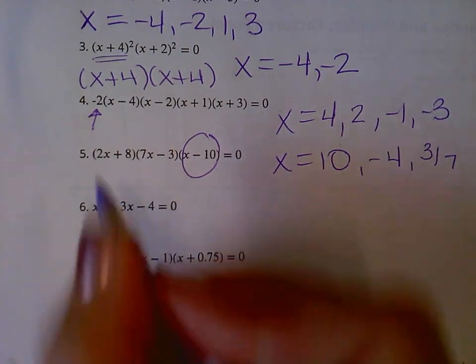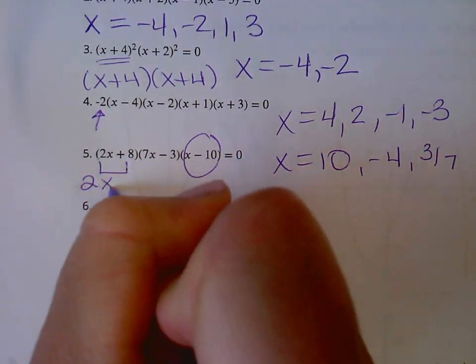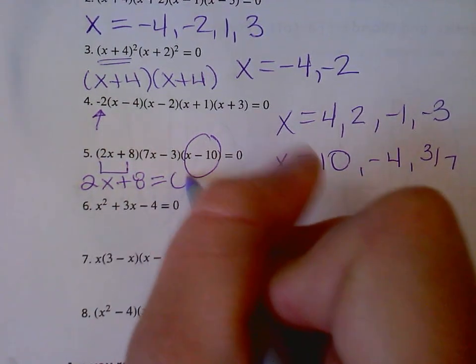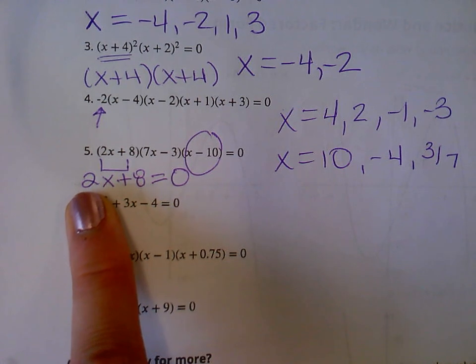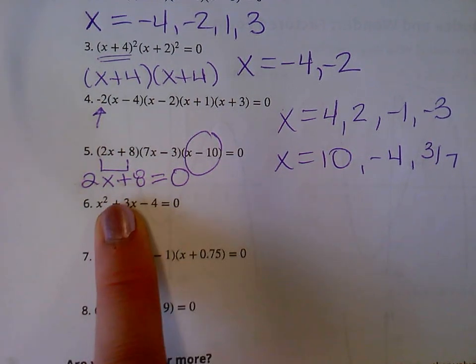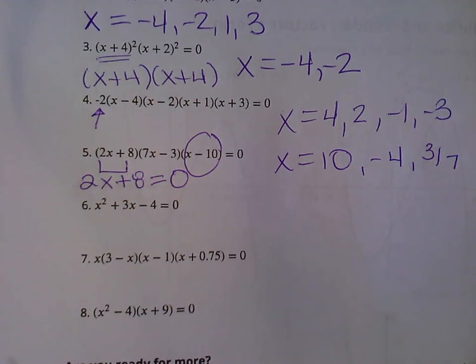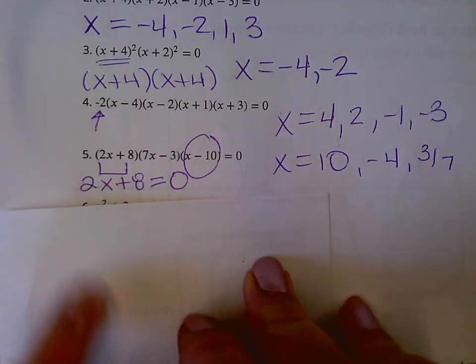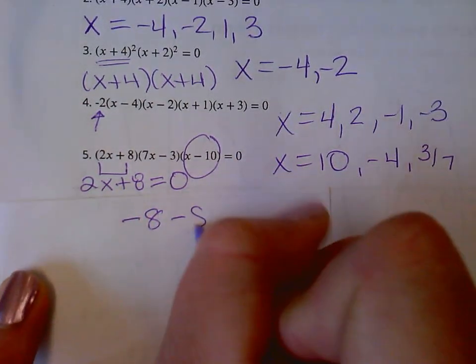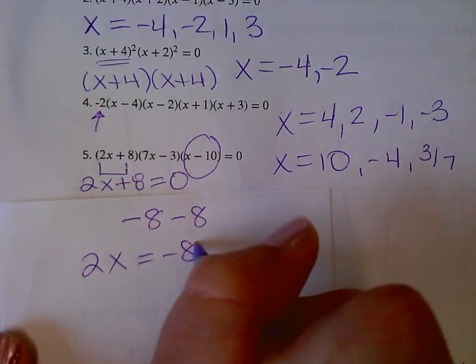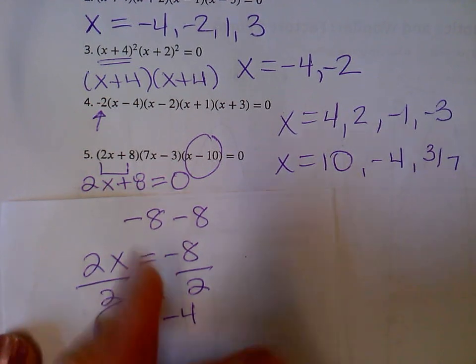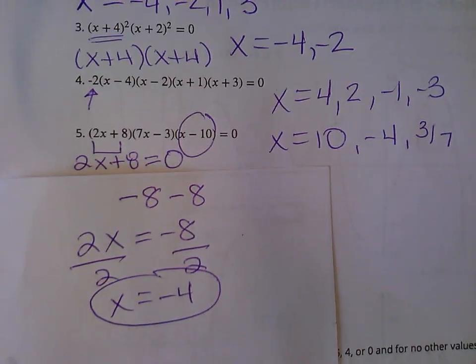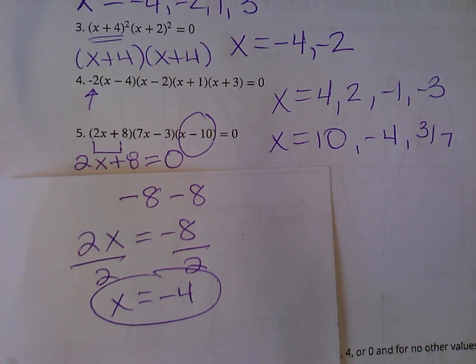He thought to himself, what will make 2x plus 8 equals 0? And he knew in his head 2 times -4 would give him -8 plus 8. Some of us might not be able to do it in our head, so we should actually write out that we would subtract 8 to the other side of the equation and divide by 2 on both sides, and then I would get -4.